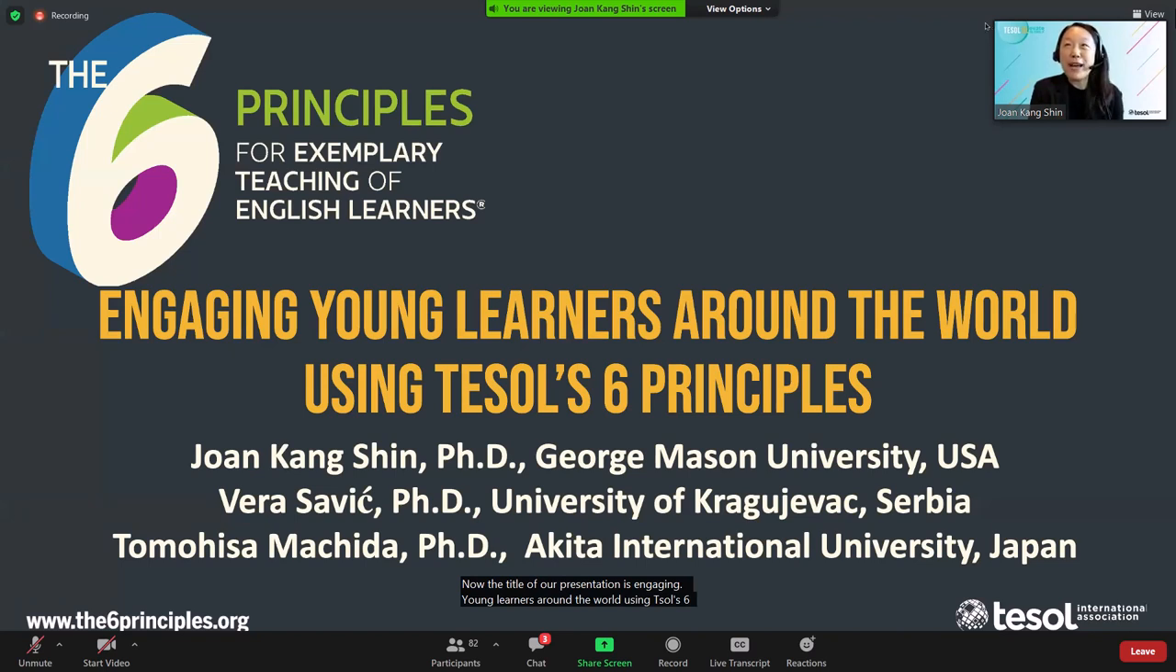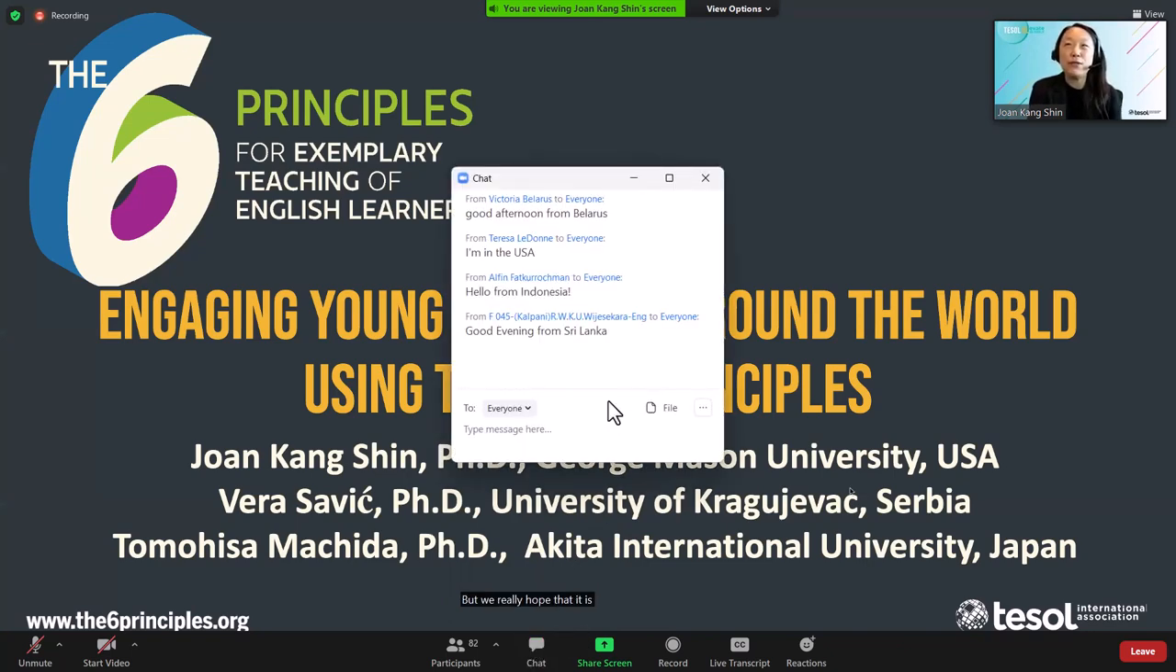And so my co-authors and I, as you have gathered, have written the book, The Six Principles for Exemplary Teaching of English Learners: Young Learners in a Multilingual World. We will be sharing with you some ideas from the book, but we really hope that it is so useful to you in your teaching.